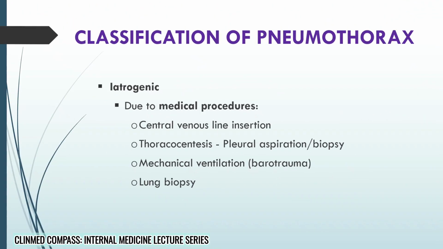For the iatrogenic traumatic pneumothorax, this type results from medical procedures such as central line insertion, thoracocentesis, mechanical ventilation, and lung biopsy. It is important to always be vigilant during these procedures.